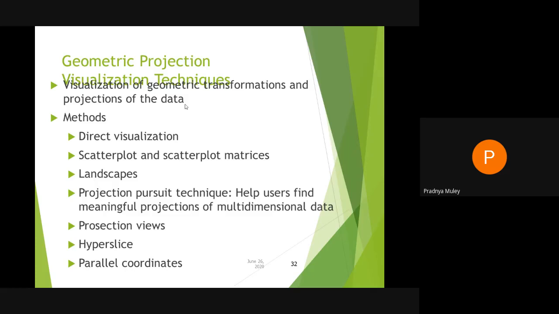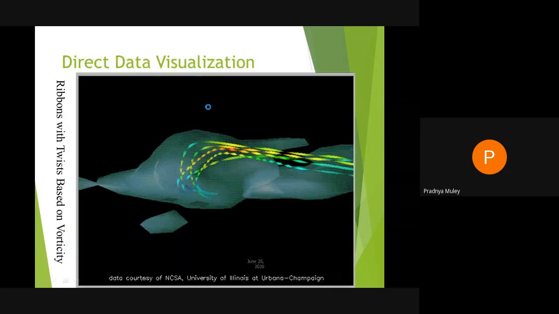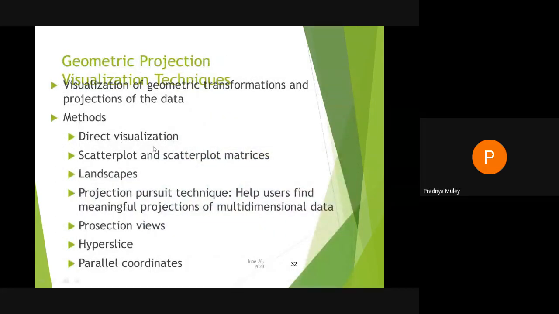Okay, so this is the visualization of geometric transformations and projections of the data. What are the methods? Direct visualization, scatter plot and scatter plot matrices, landscapes, projection pursuit technique, which helps users find meaningful projections of multidimensional data, projection views, hyperslice and parallel coordinates. So these are all the methods of the geometric projection visualization technique. We are going to see all these methods one by one.